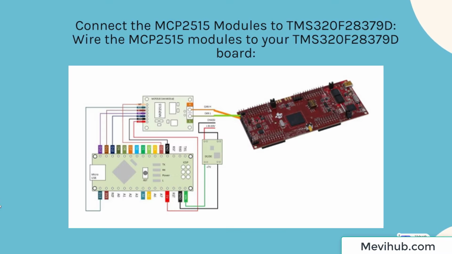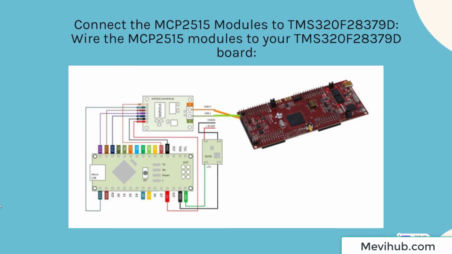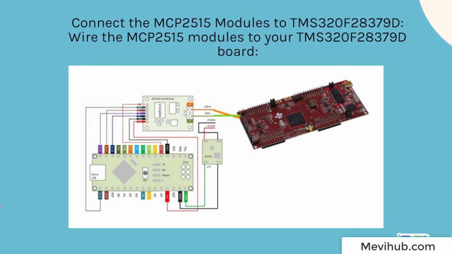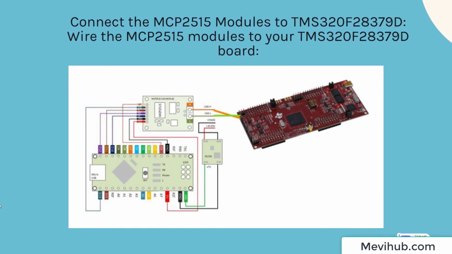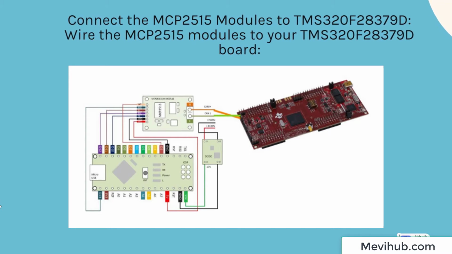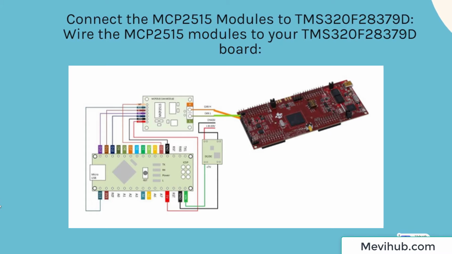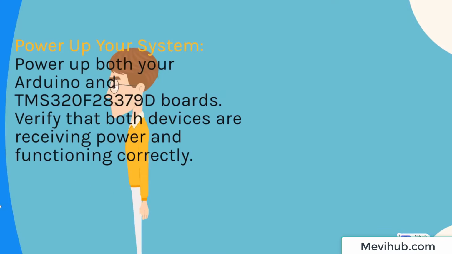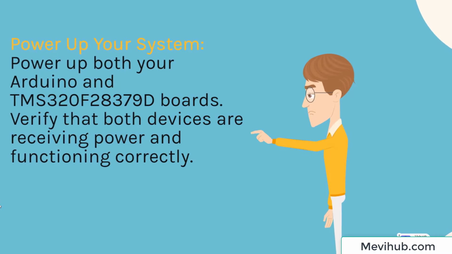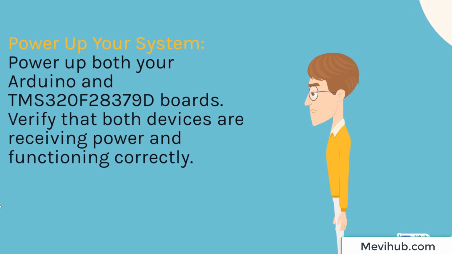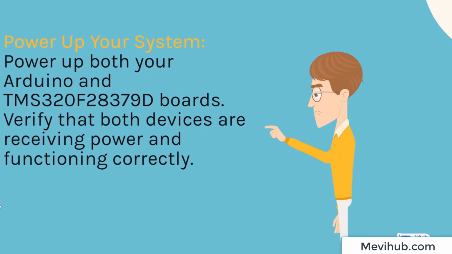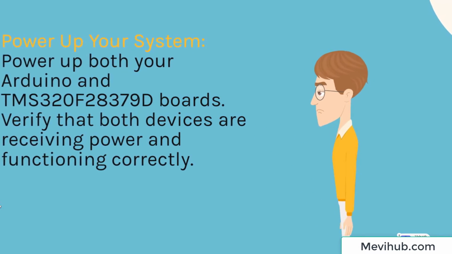Connect the MCP2515 modules to TMS320F28379D. Wire the MCP2515 modules to your TMS320F28379D board. Power up your system. Power up both your Arduino and TMS320F28379D boards. Verify that both devices are receiving power and functioning correctly.